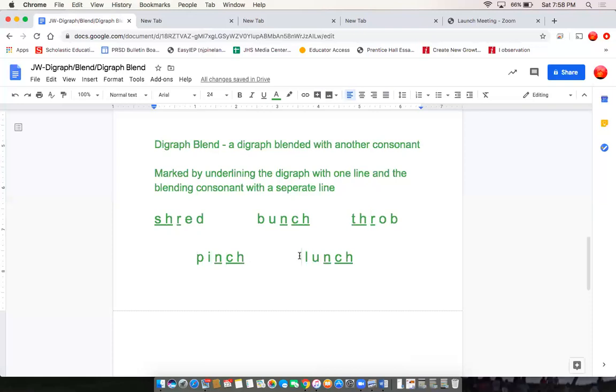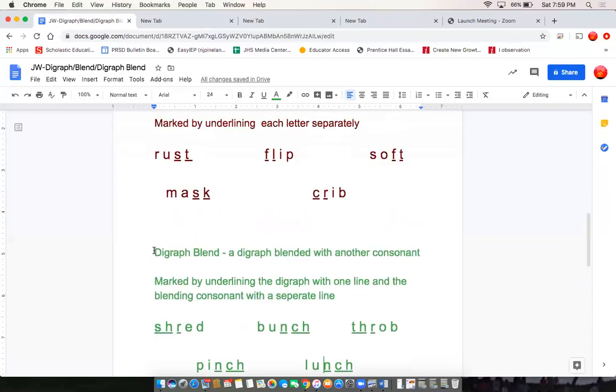Our last word over here is the word lunch. Again, it's an n-ch blend at the end. The n, you hear it, and then the ch. So if it's a digraph and there's 5 of them, they don't change. It's those same 5. Let's scroll back up.